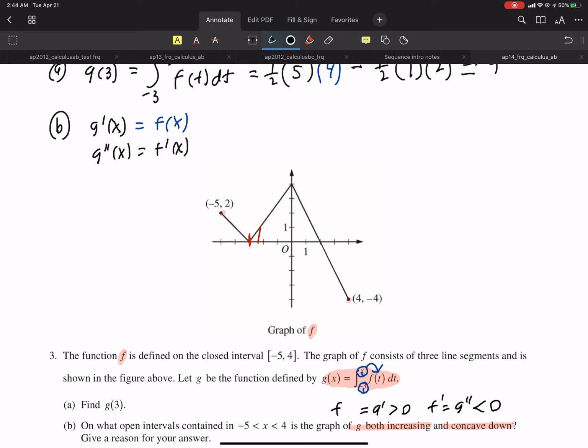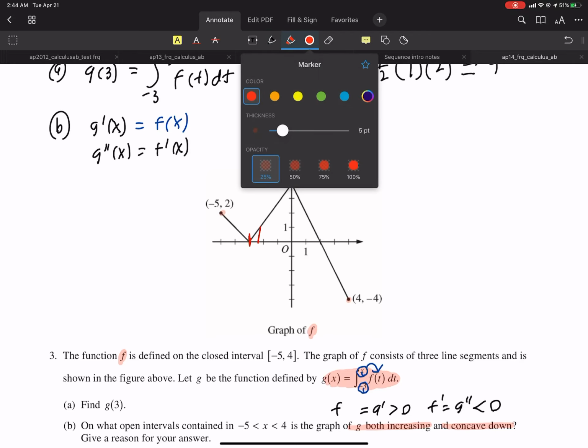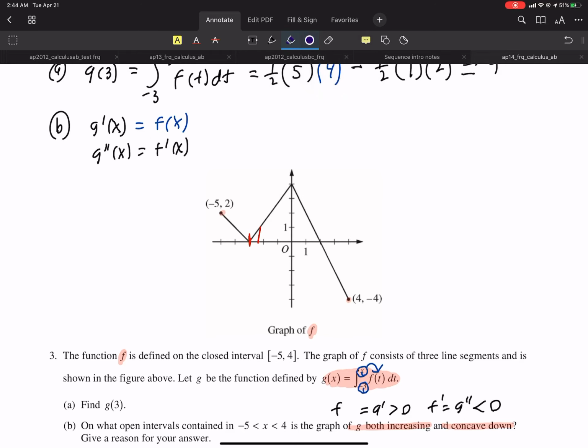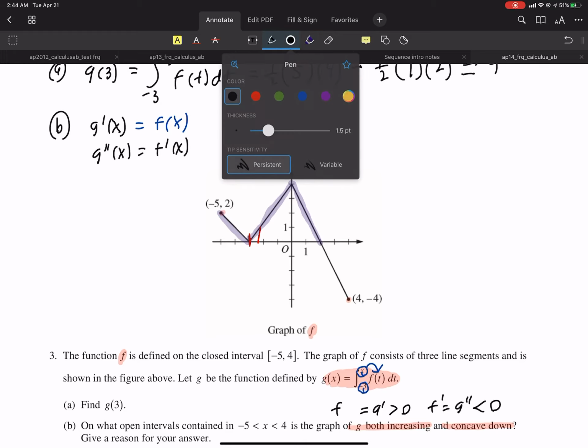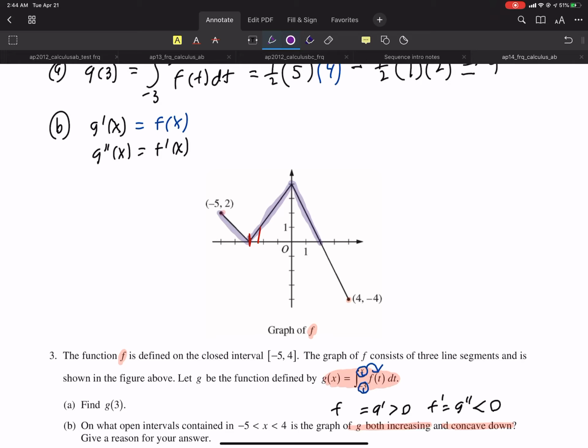So look at the graph. When is f positive? I will highlight with a beautiful purple. So in this region here, F is positive. So there, F, which is G prime, is positive. And that's what I'm looking for, right? F's negative over here, but I don't care because we want to know when it's positive.